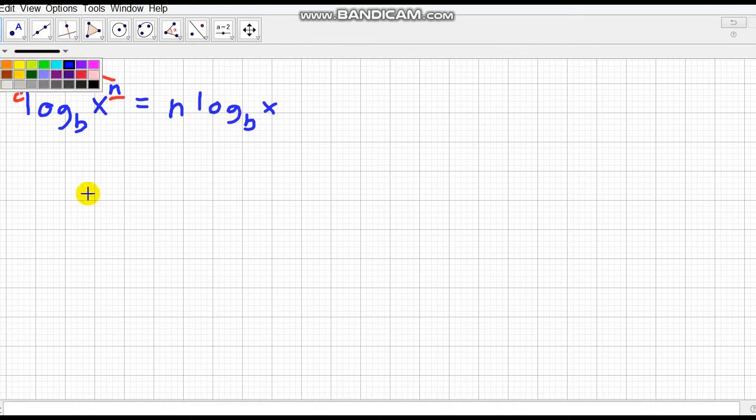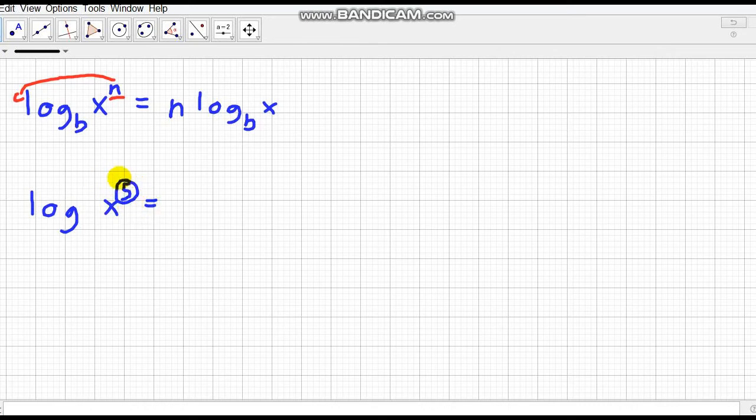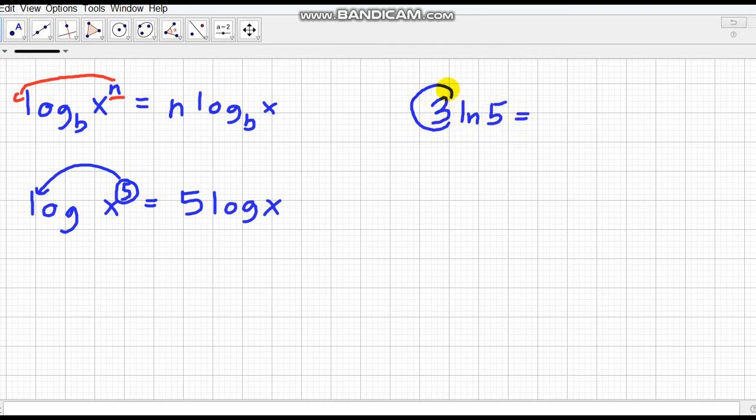For example, if we have logarithm of x raised to the 5th power, we can take the 5 here and put it as the coefficient. So this becomes 5 logarithm of x. So that is the logarithm of a power. By the way, conversely, we can do the same thing, like 3 ln of 5. We can take the coefficient and put it on the argument. So this becomes ln of 5 cubed, which is equal to ln of 125.